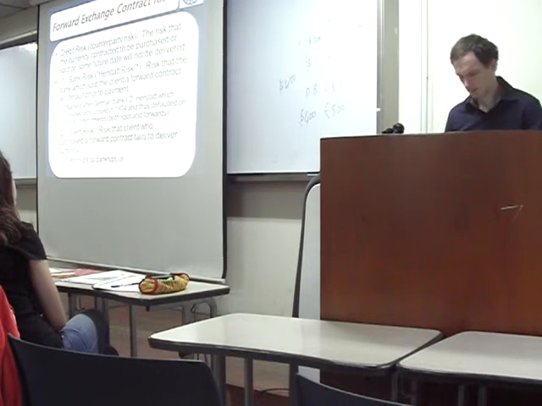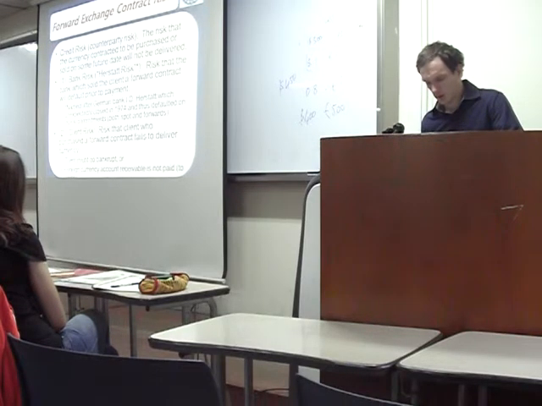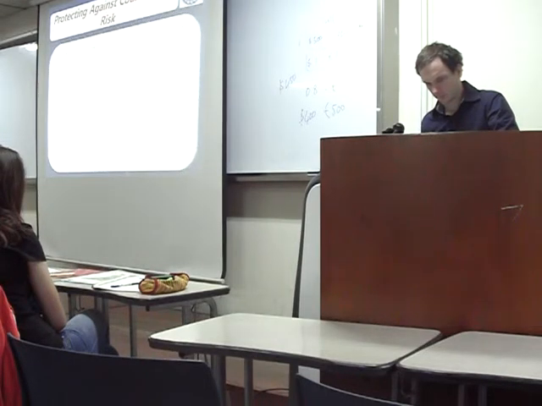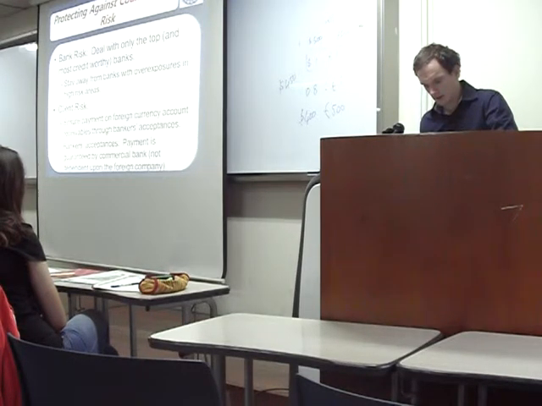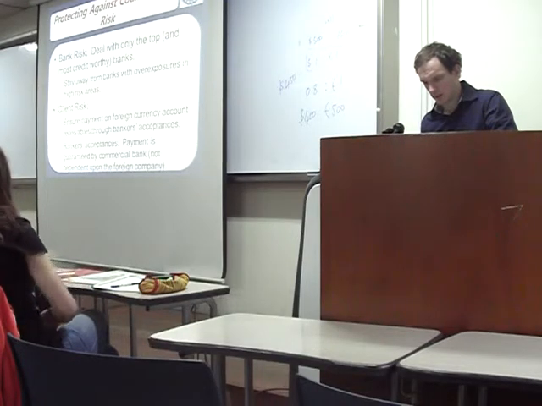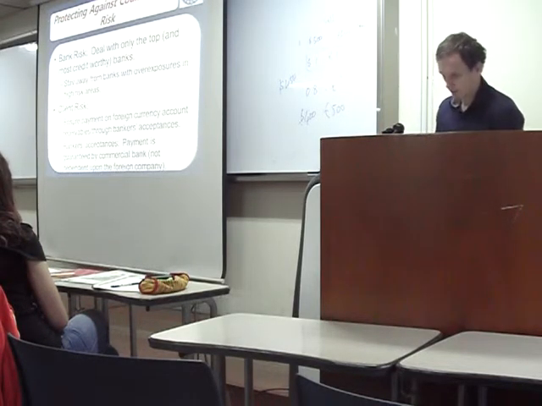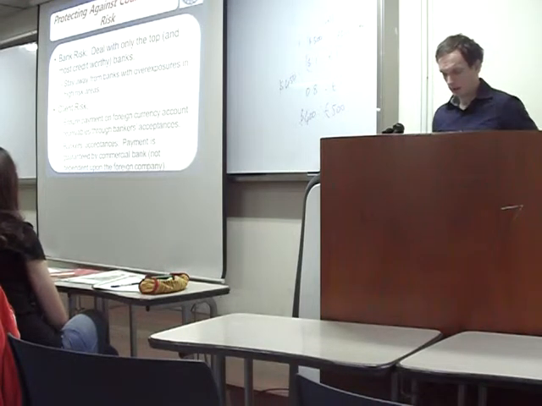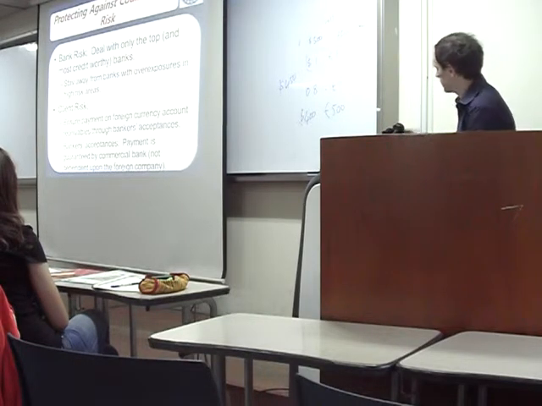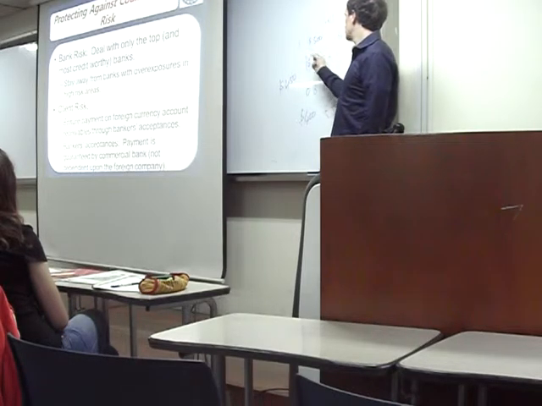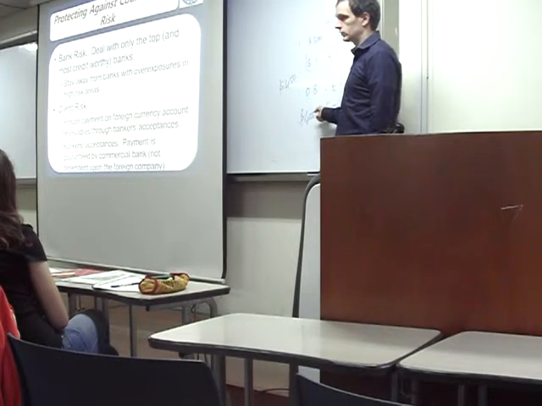So client risk. If we make a forward contract with the bank, we might not deliver the currency to the bank. So the bank could have some risk. Or sometimes we can make a forward contract just with the other person. They can go bankrupt. So bank risk, we deal with just the top and most creditworthy banks. Stay away from banks with overexposures and high risk. Client risk, we can ensure the payment on the foreign currency account receivables through bankers' acceptances.